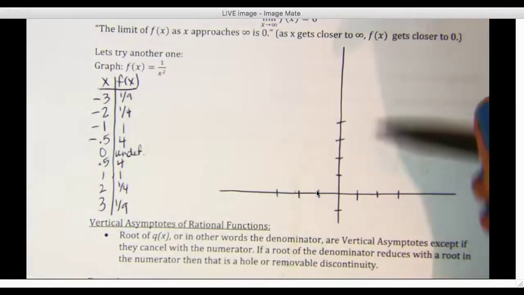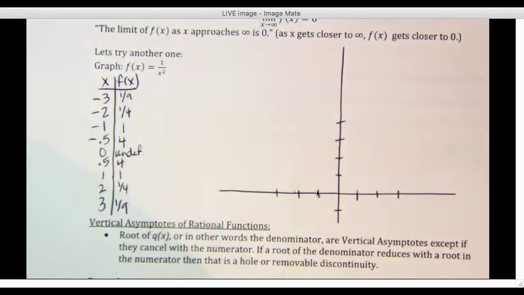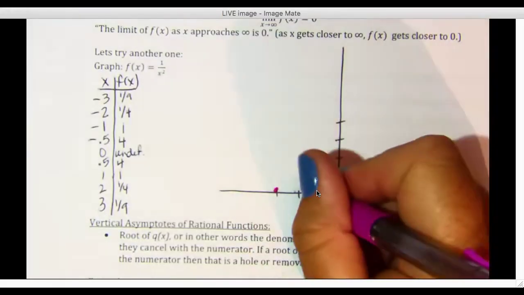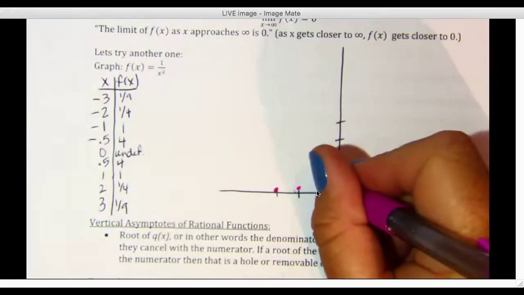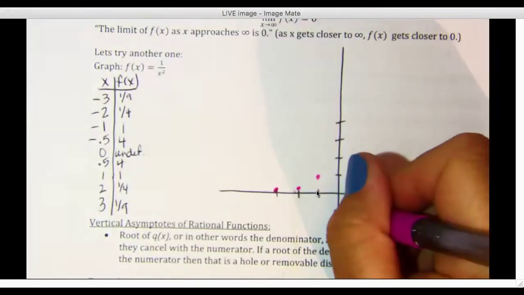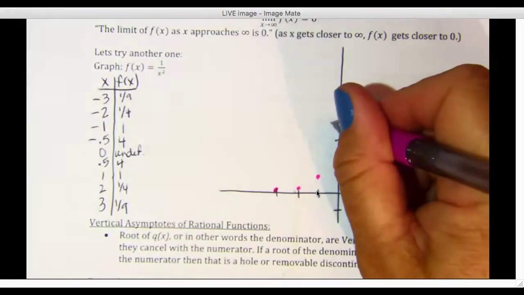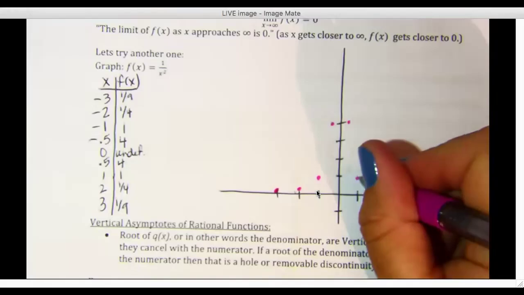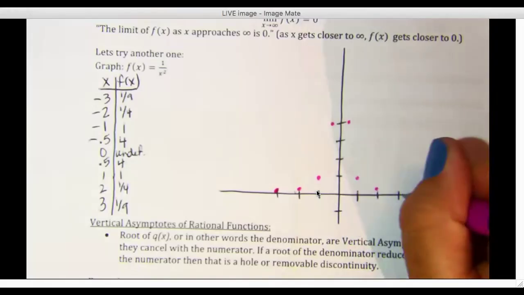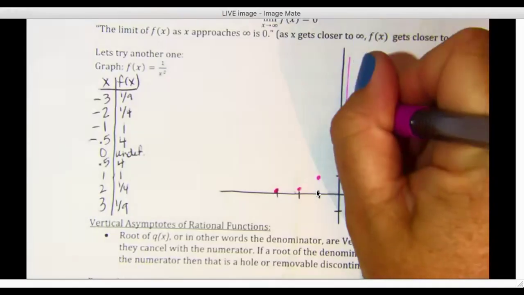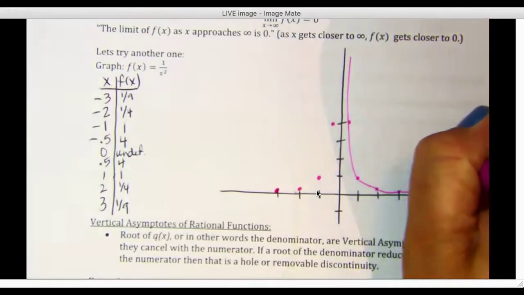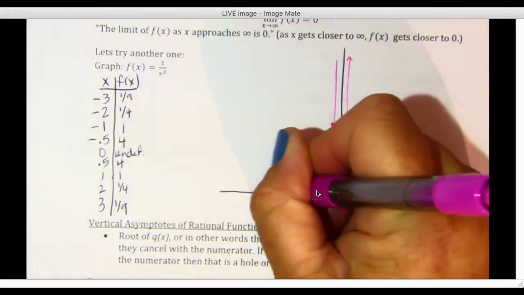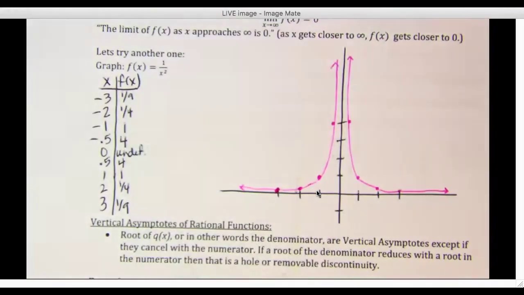And so we're going to plug in these values here. And when I plug in -3, we got 1/9. Let me use a different color here. So really small decimal, almost to the x-axis. 1/4, 1, and then plugging in -1/2, we got 4. And then we can't plug in 0. And then plugging in +1/2, we also got 4, 1, 1/4, 1/9. So we can see the shape of our graph. And that's what that graph looks like.